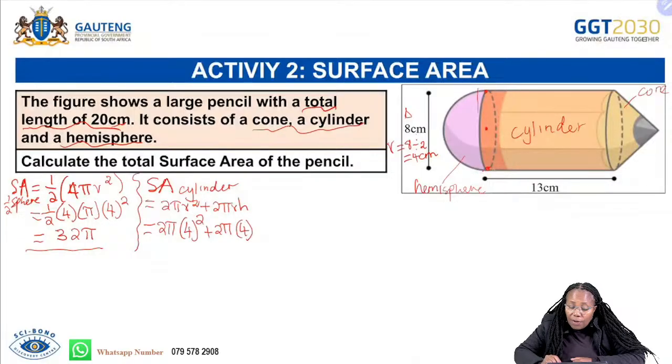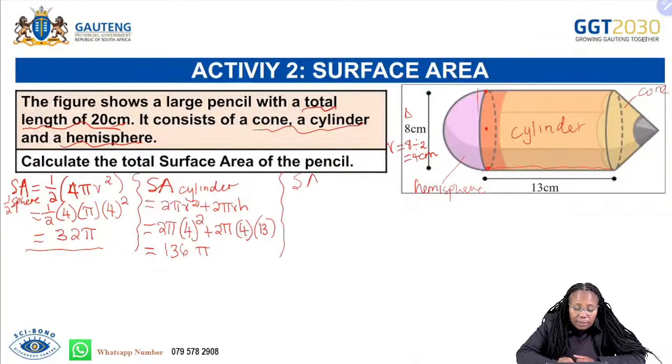And the height of this cylindrical part here is 13 centimeters. Then it will take that 13 and then into your calculator straight to the answer. This is giving us 136 pi. And then we look at the surface area of a cone. So if you look at the formula for this, it is pi r squared plus pi r s, and this s is the slant height.